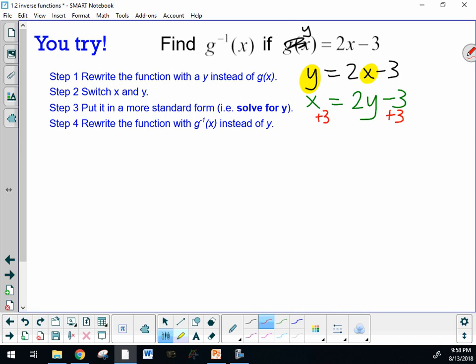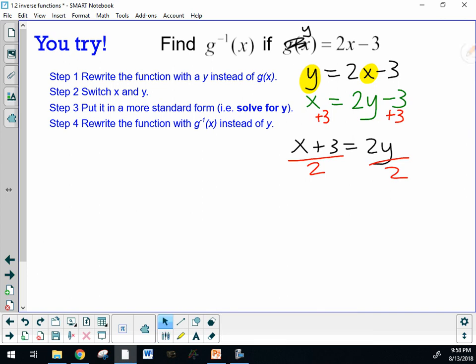So we'll add 3 to get x plus 3 is equal to 2y. And our last step to get y by itself would be to divide by 2. Now make sure you divide that whole quantity by 2, not just the x, not just the 3. That whole quantity is divided by 2. Okay, so that is our inverse. x plus 3 all divided by 2 is our inverse.